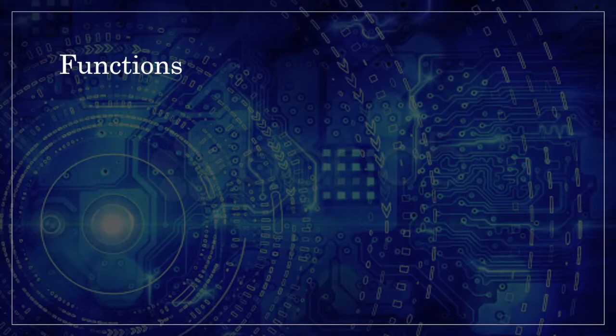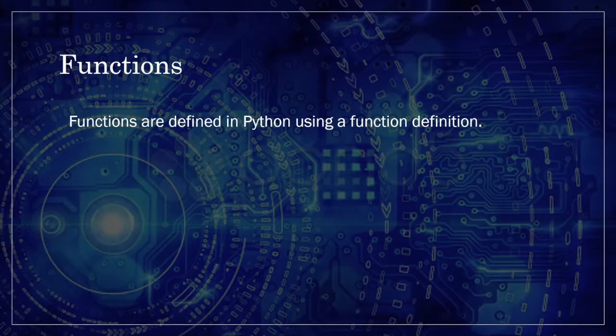Functions are defined in Python using a function definition, and the parts of a function consist of the keyword def, which is short for define, followed by the name of your function. The name of your function can be any valid Python identifier. If you're making a function for addition, you can call it add, addition, add for me, and so on, as long as you don't name your function in a way that Python doesn't allow, such as using a number at the beginning of the name.